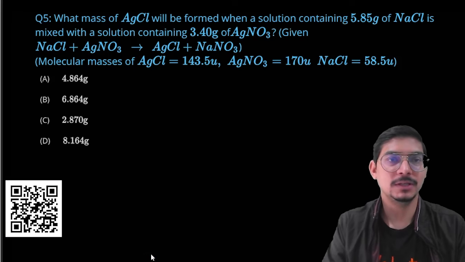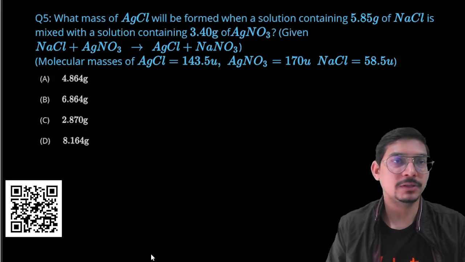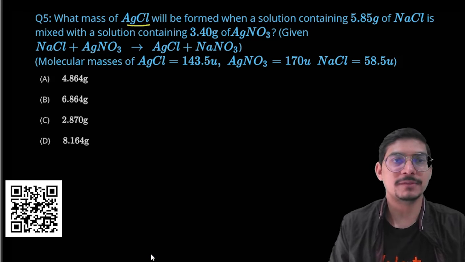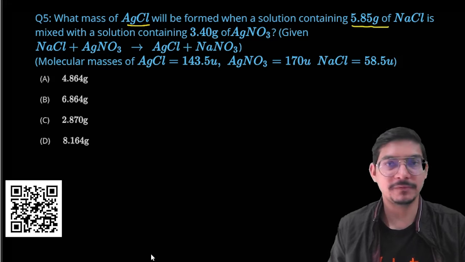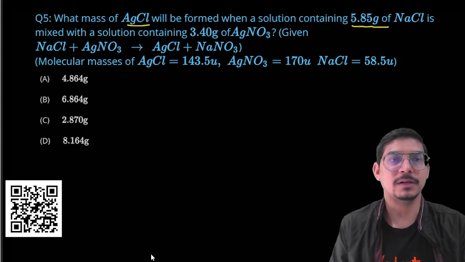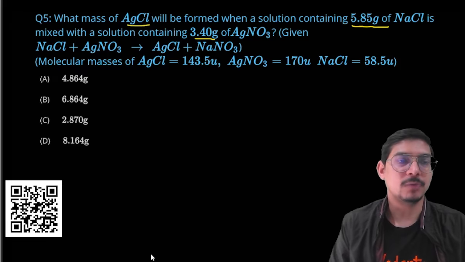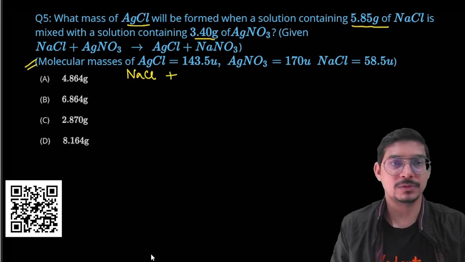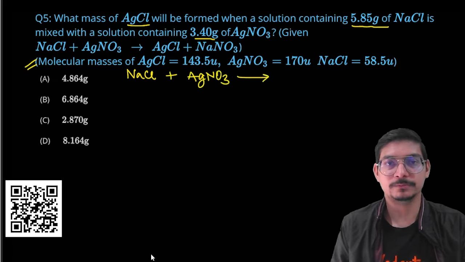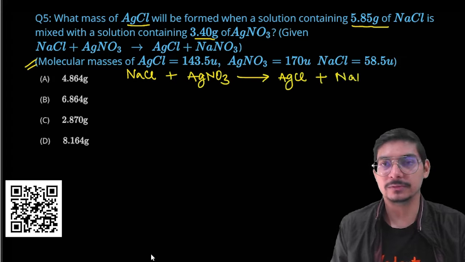Hi everyone. This question is based on stoichiometry, in which we have to find out the mass of silver chloride, AgCl, that is formed when a solution containing 5.85 gram of NaCl is mixed with another solution containing 3.40 gram of silver nitrate. The molecular masses are given in the question and also the balanced chemical equation. So let us start by writing the balanced chemical equation. NaCl reacts with silver nitrate in 1:1 molar ratio and it produces AgCl and sodium nitrate.